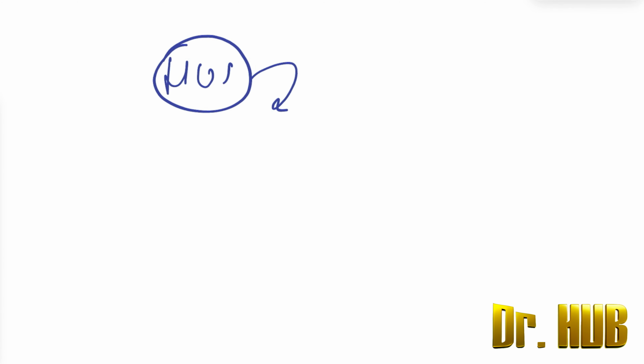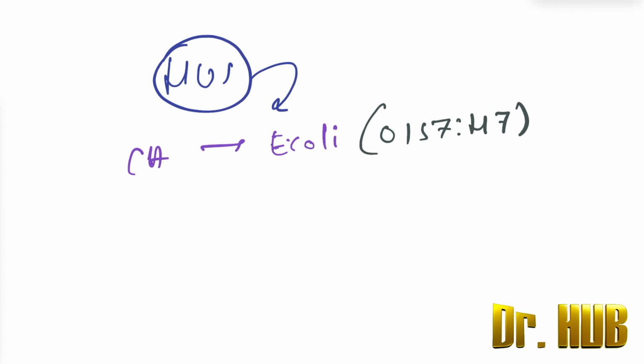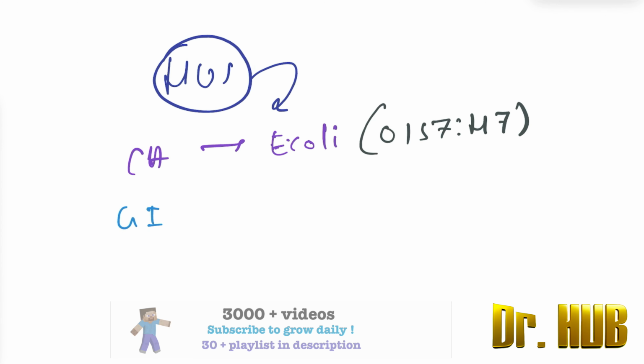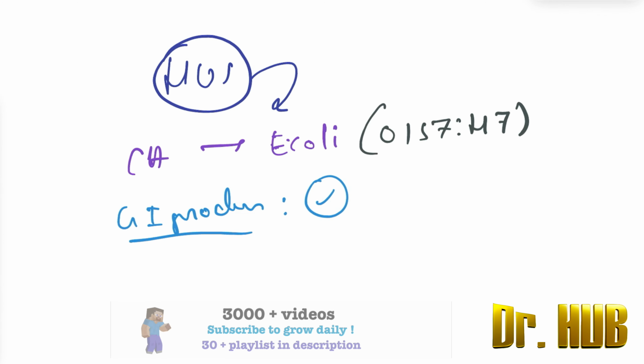In hemolytic uremic syndrome, what is the causative agent? The causative agent is E. coli, and this is the O157:H7 strain. So this is the E. coli. Now we look at the GI prodrome. In case of GI prodrome, it is very common, that is, it is often seen.